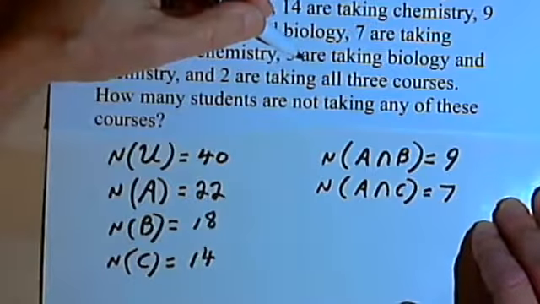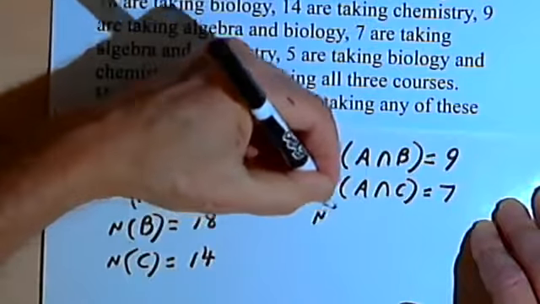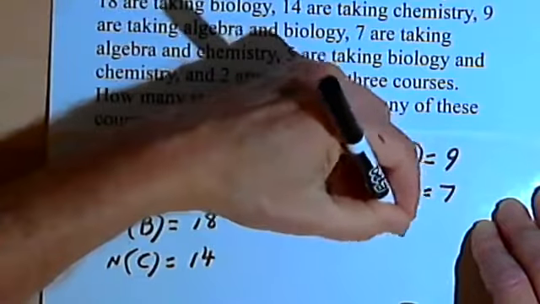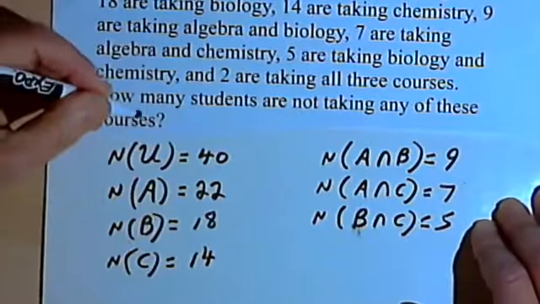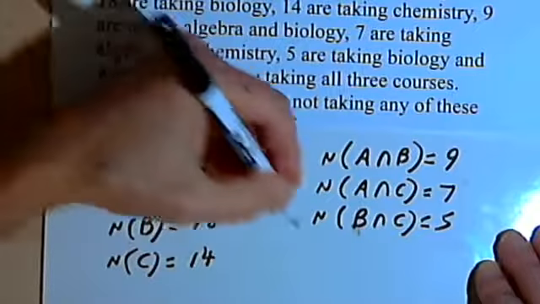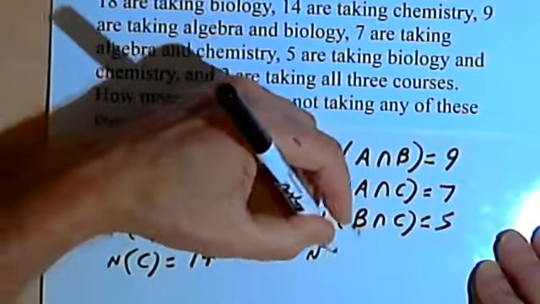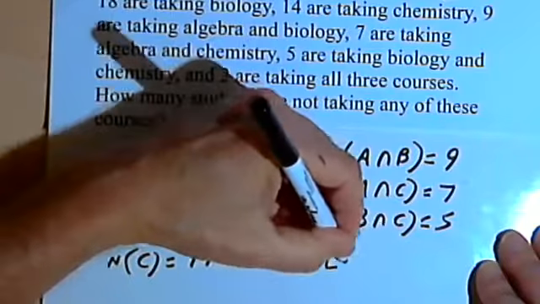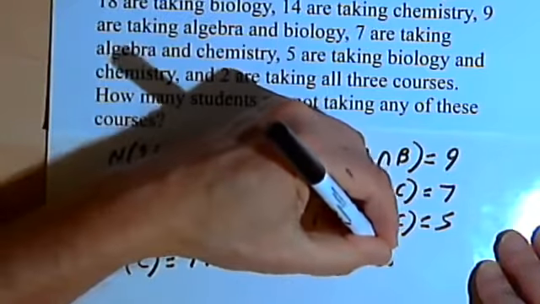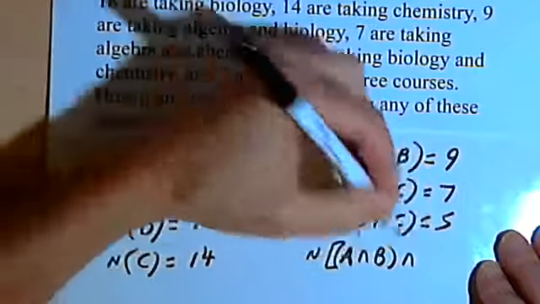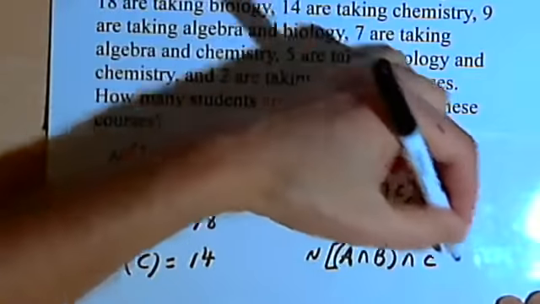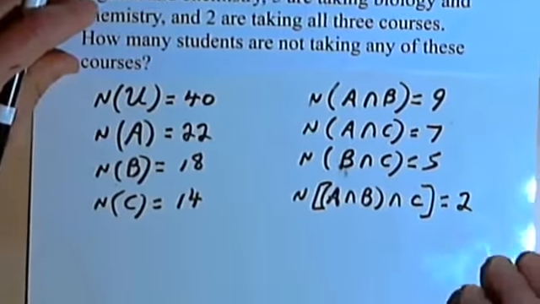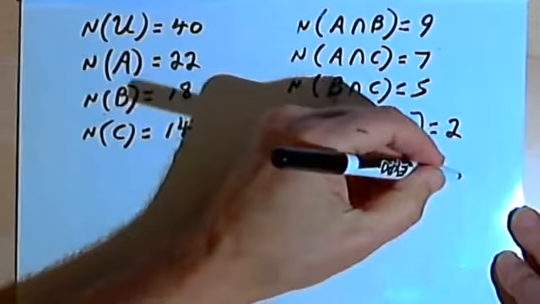What else do I have? 5 are taking biology and chemistry, so the size of that intersection is 5. And then 2 are taking all three courses. So that would be the intersection of A and B, intersected with C, and there are 2 students in there. Okay, so let's draw our rectangle for the universal set and start filling this in.